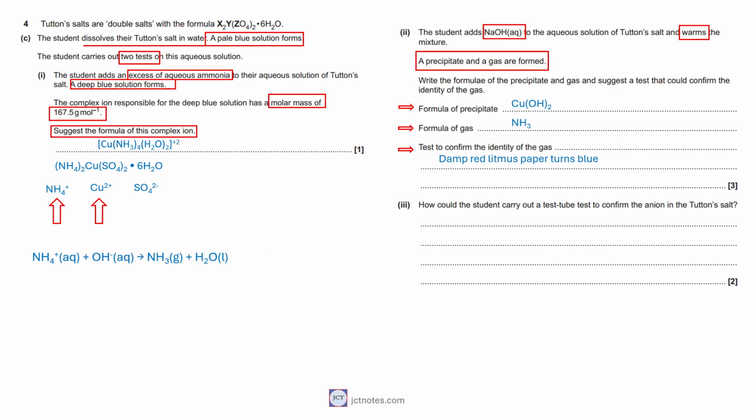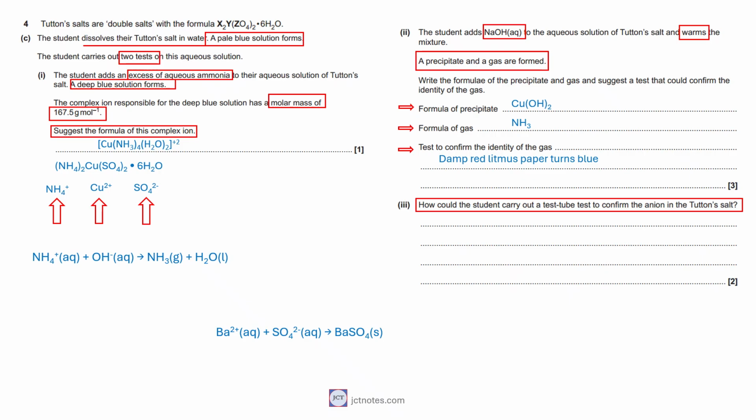In the final question, we are asked how the student could carry out a test tube test to confirm the identity of the anion present in the Tutor salt. From the previous parts, we know that the anion is the sulfate ion. Sulfate ions can be identified by adding a solution containing barium ions. If sulfate ions are present, a white precipitate of barium sulfate is formed.